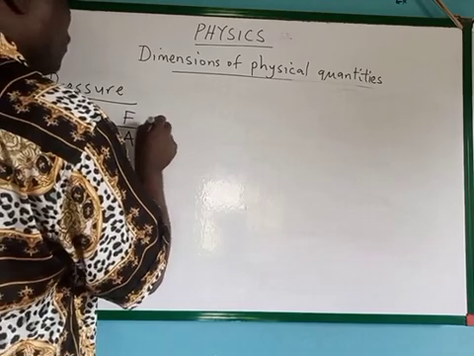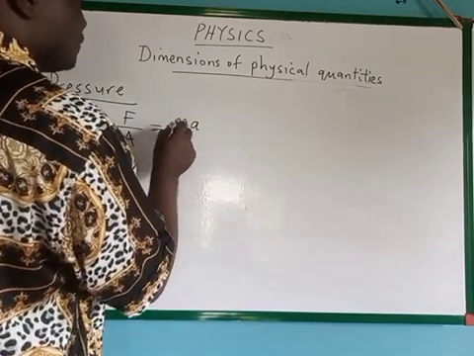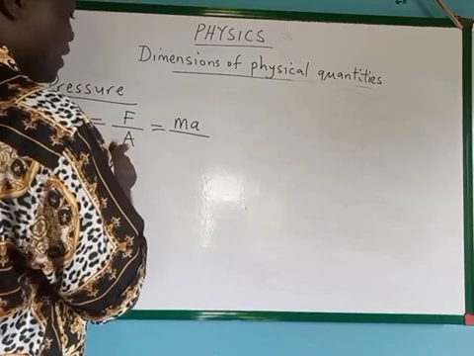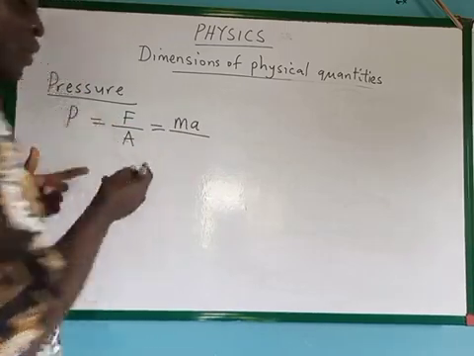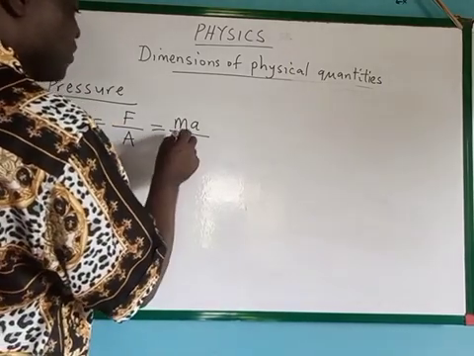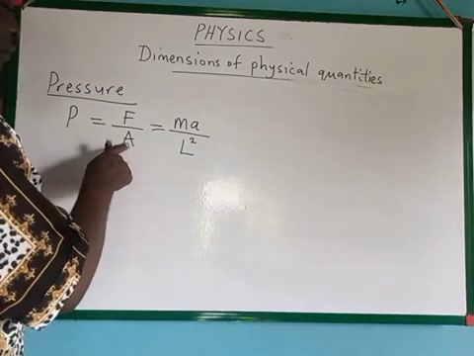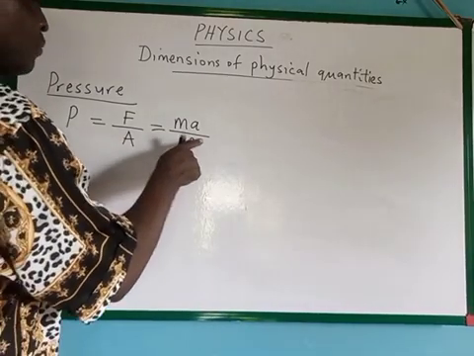Look at it. What is the formula for force? Force is mass times acceleration. What is the formula for area? Area, we considered rectangle that time. What was it? The dimension of area was L raised to power 2. The dimensioning of area was L raised to power 2.